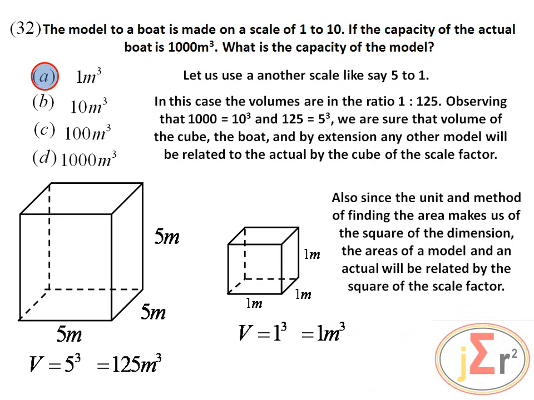Also, since the unit and the method of finding the area makes use of the square of the dimension, the areas of a model and an actual will be related by the square of the scale factor. So for volumes, we have the cube of the scale factor. For area, we have the square of the scale factor. So let us make light work of two examples on the next slide. Of course, the two examples will make use of volumes and areas, and also we take a look at the scale factors relating both.